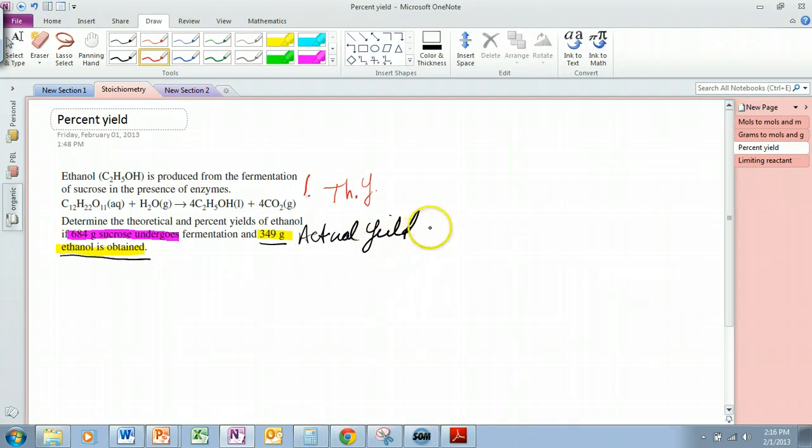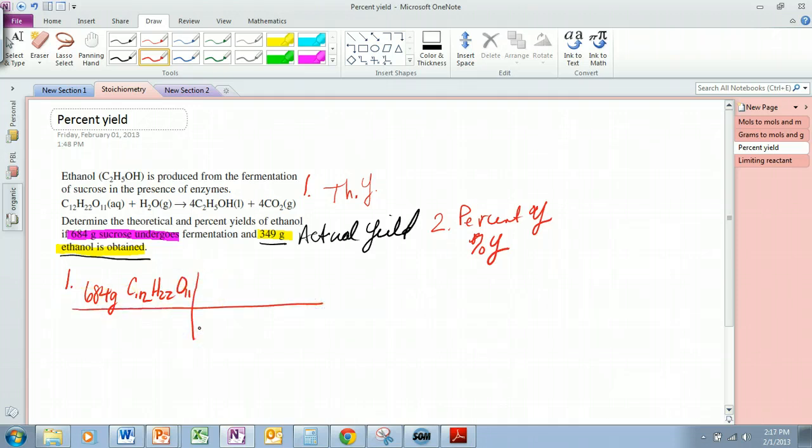We have our actual yield that will let us do as a second point our percent yield. And I often will write that as percent Y, percent yield. So let's do our first part, theoretical yield. So we are going to start with 684 grams of C12H22O11.